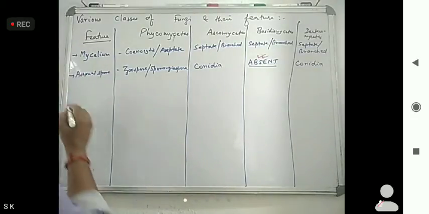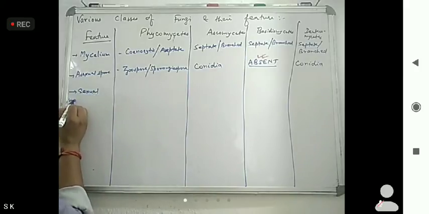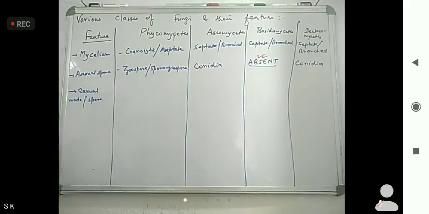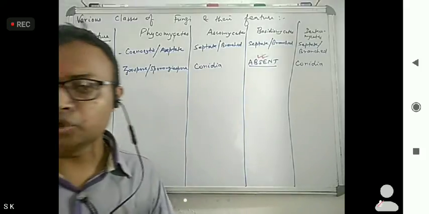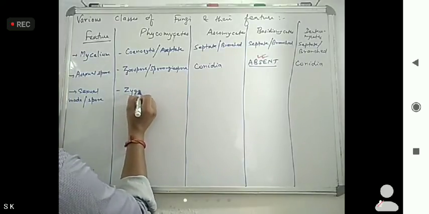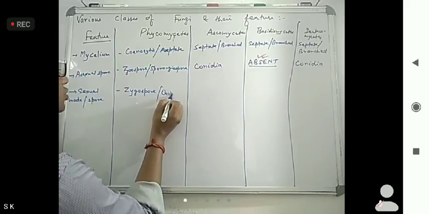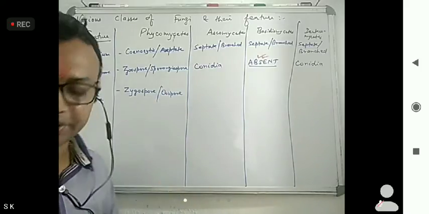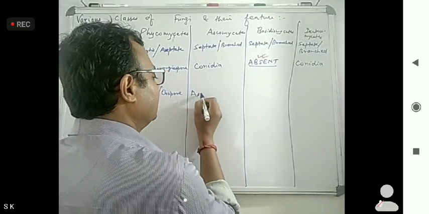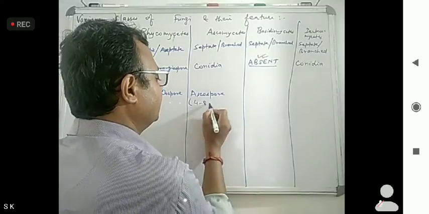Now come to the sexual mode, or what we can say, the sexual spore. In Phycomycetes, zygospore or oospore is present. In Ascomycetes, what is that? Ascospore, we already know. Ascospores, how many? 4 to 8 haploid.